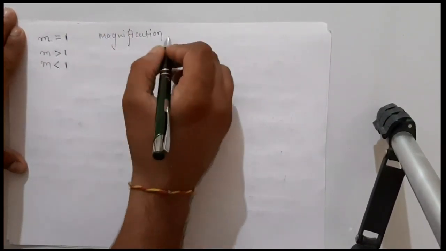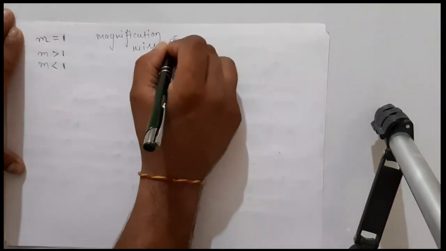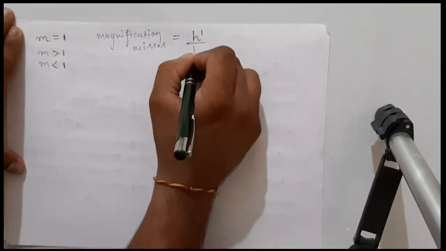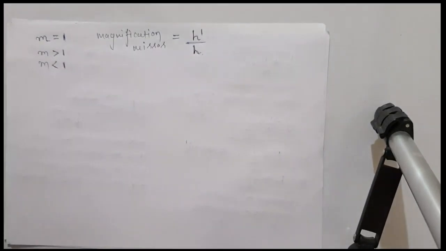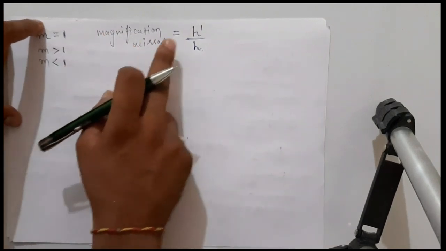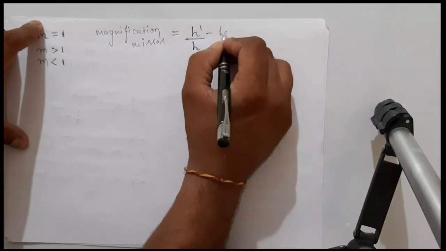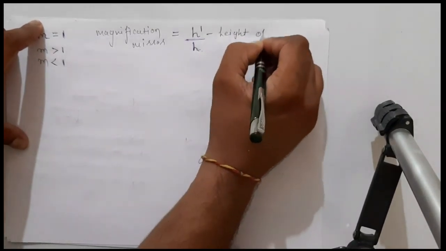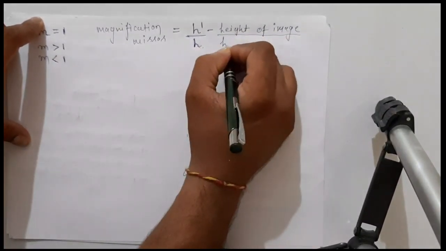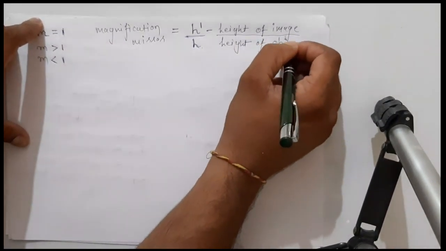If we take magnification in a mirror, it is the ratio of the height of the image to the height of the object. Again, magnification for a mirror is the ratio of the height of the image to the height of the object.